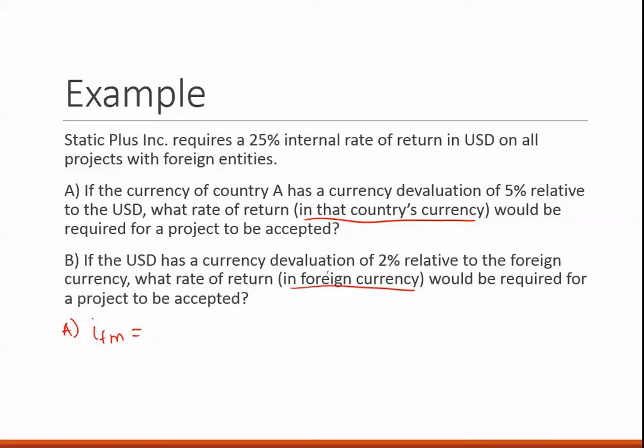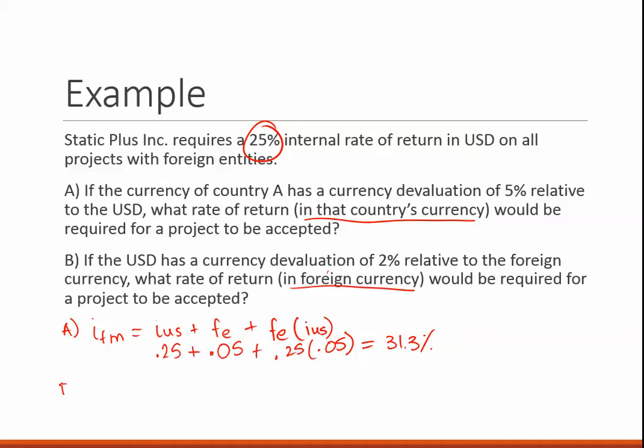So the formula is IFM is equal to IUS plus FE plus FE times IUS. IUS right now is 0.25, that's what we want, right? So 0.25 plus how the currency is being devalued, 0.05, plus 0.25 times 0.05. And this is going to be equal to approximately 31.3%.